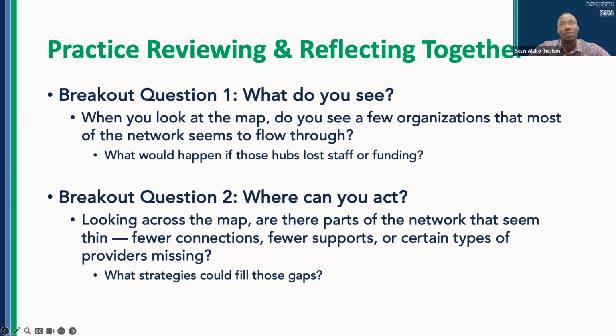The second question is, where can you act, or what's popping up to you about things that you're interested in based on where you are seeing networks, connections, or lack of connections, and what strategies you could implement to fill some of those gaps. And so Cassandra will now put you all in a breakout room till 1:35 p.m. Maybe a little, I think we're a little over, so maybe a couple minutes more. 1:37 Pacific time, you will be in a breakout room. And then we'll come back into this main room and just share some of the things that we saw, some of the questions we had before we close out today.